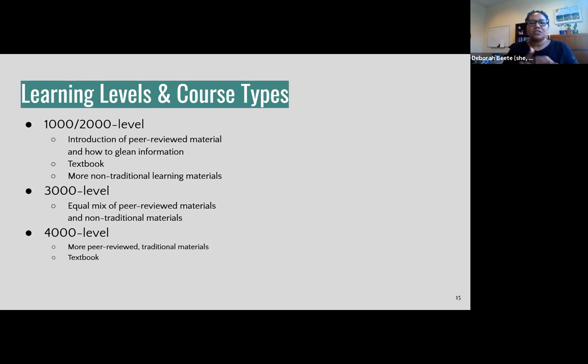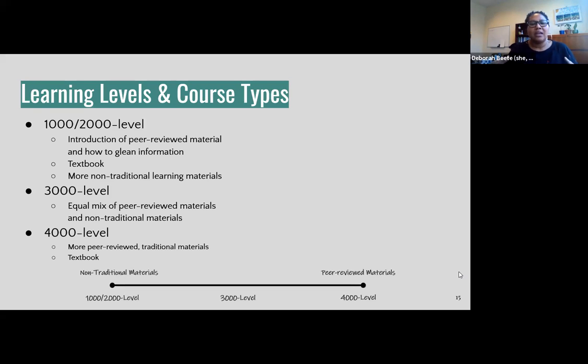Whereas as they move to the 3,000, you might balance it out and have a mix of peer-reviewed and non-traditional materials. And then by the time they get to the 4,000 level, you're using more peer-reviewed traditional materials, because not only have they now been exposed over time, hopefully they've also been taught how to read a peer-reviewed article by the time they get to the 4,000 level.